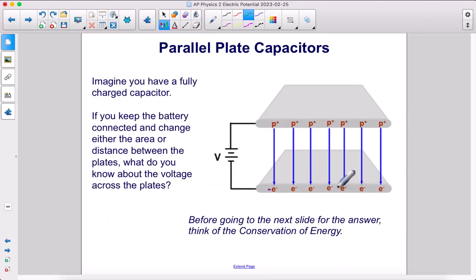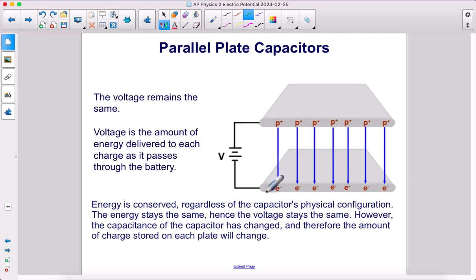You have a fully charged capacitor. We're going to keep the battery connected, but then we're going to change something about the physical characteristics of the capacitor. We're either going to change the area of the plates or the distance between the plates. What do you know about the voltage across the plates? Before going to the next slide, think of conservation of energy.